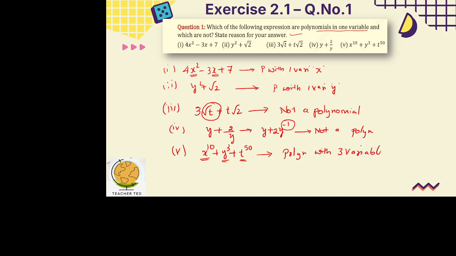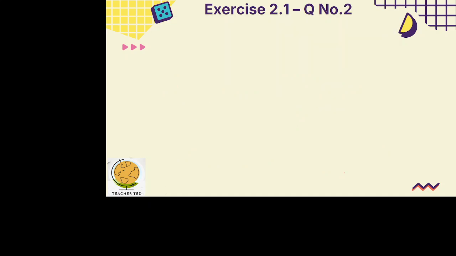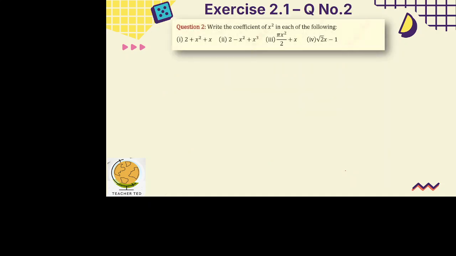What are the three variables? x, y and t. So the first and second problems are those which are polynomials of one variable. Apart from these two, these are some different kinds of polynomials. So let us take question number 2.